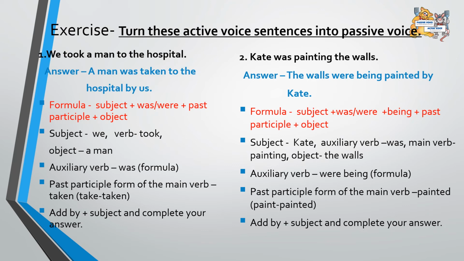Now write the past participle form of the main verb paint. The past participle form of the main verb paint is painted. Finally, add by and the subject to complete your answer. The complete answer is: the walls were being painted by Kate.